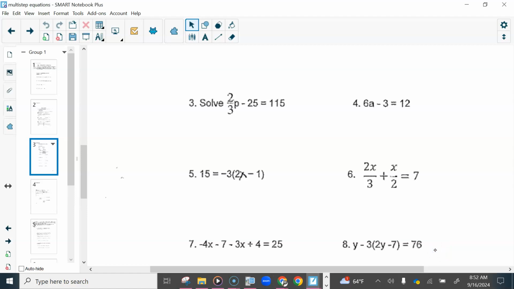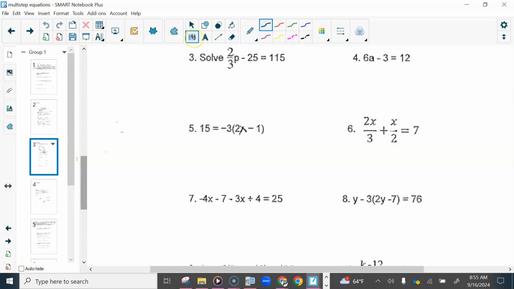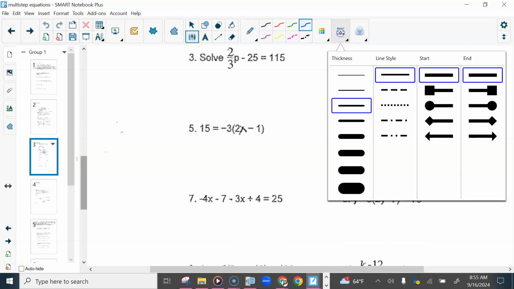You should have your notes out from last class. Does anyone need another copy of that? If you don't have your calculator, you need that.